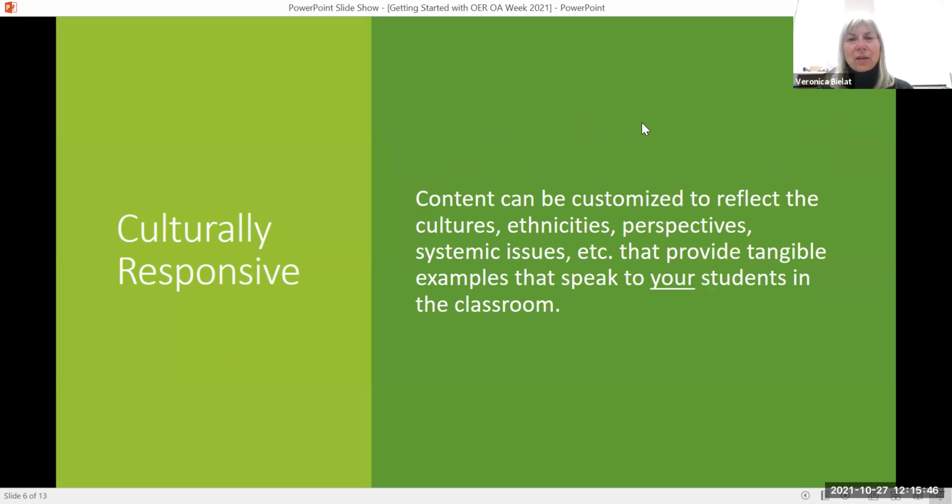So the bottom line here is that our content can be culturally responsive. So we can make this content in an open educational resource customized to reflect the local cultures, the ethnicities, the perspectives, the systemic issues that provide tangible examples that speak to your students in the classroom. And I think that is really critical.